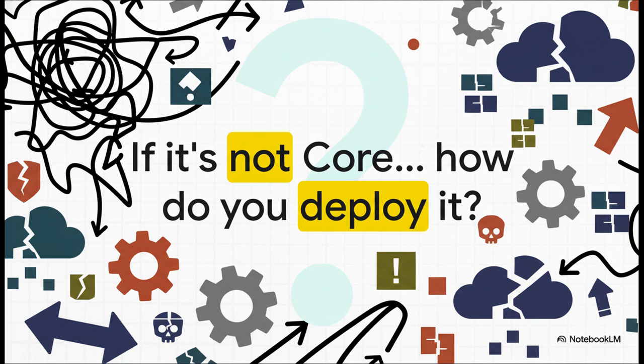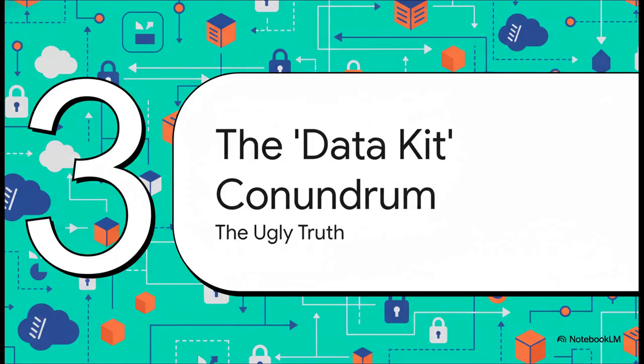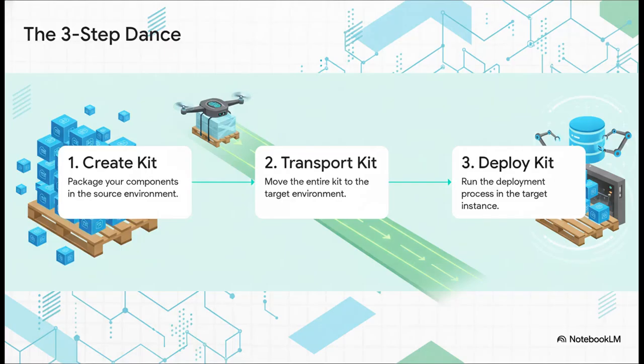And this is where things start to get, well, let's just call it the ugly. Yeah, this is the data kit conundrum. We're talking about the ugly truth of deployment. Salesforce had to invent this whole new mechanism just for Data 360, and it's interesting. So their solution is something called a data kit. The best analogy is to think of it like a shipping pallet. You can't just send one little box.